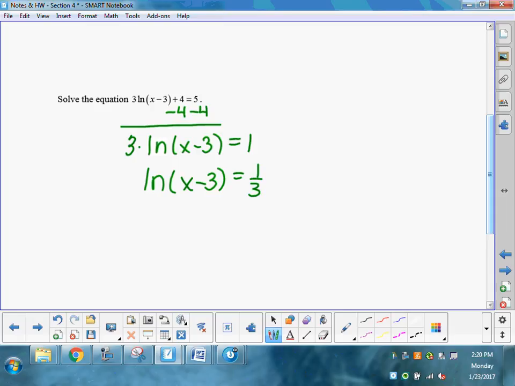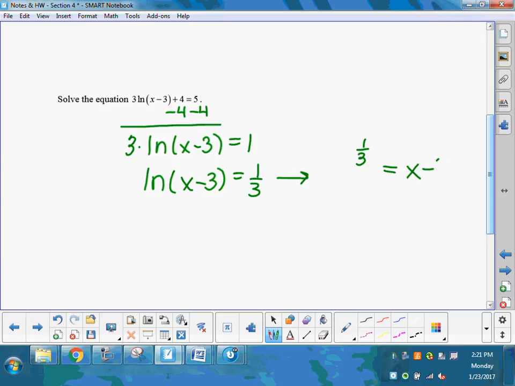Let's exponentiate this. What is this going to look like, Logan, if we exponentiate this? It'd be 10 to the 1/3 equals x minus 3. Close. You're forgetting one thing on here. Hands up, please, and tell me what that is. It's an e. What's the implied base of the common log? That's a 10. The natural log goes with e. Now, to solve this out, I'd add the 3.